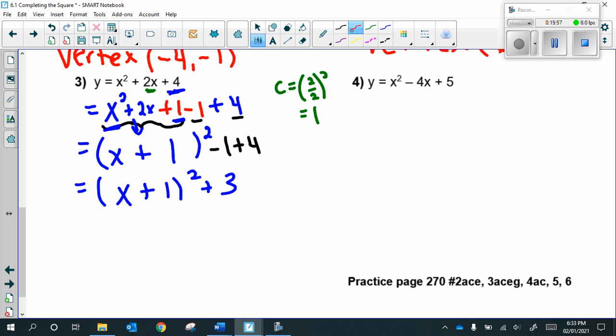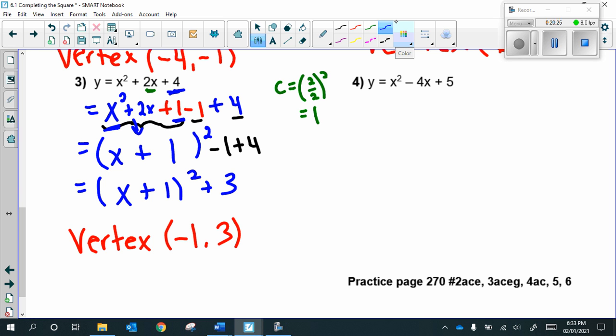So our vertex is HK. We're going to switch that sign for the H, so it's negative 1, positive 3. So if this was a word problem and they tell you that the equation is y equals x squared plus 2x plus 4, and they're asking you a question about the maximum or minimum value, you'd want to change it to vertex form by completing the square, and that way the vertex just jumps right out at you. There's your answer. Okay, last one.